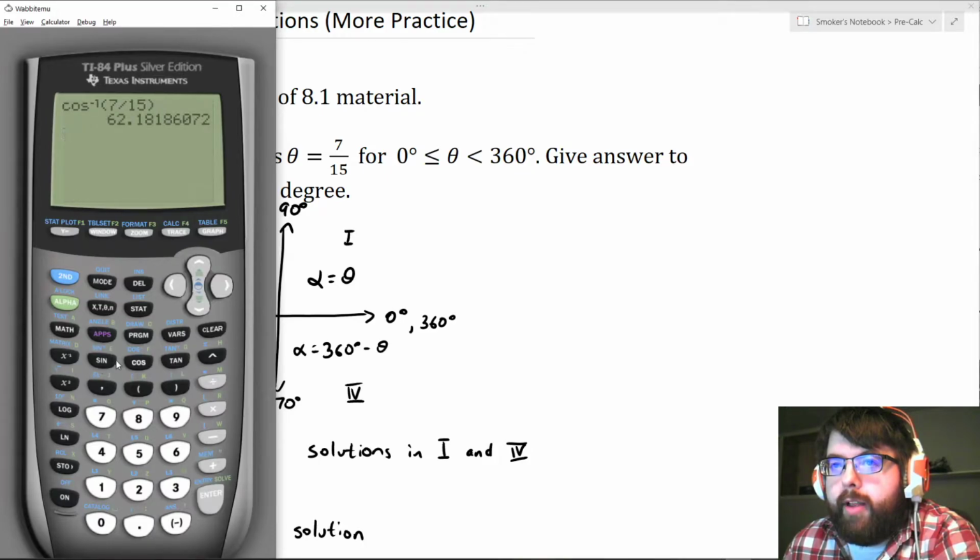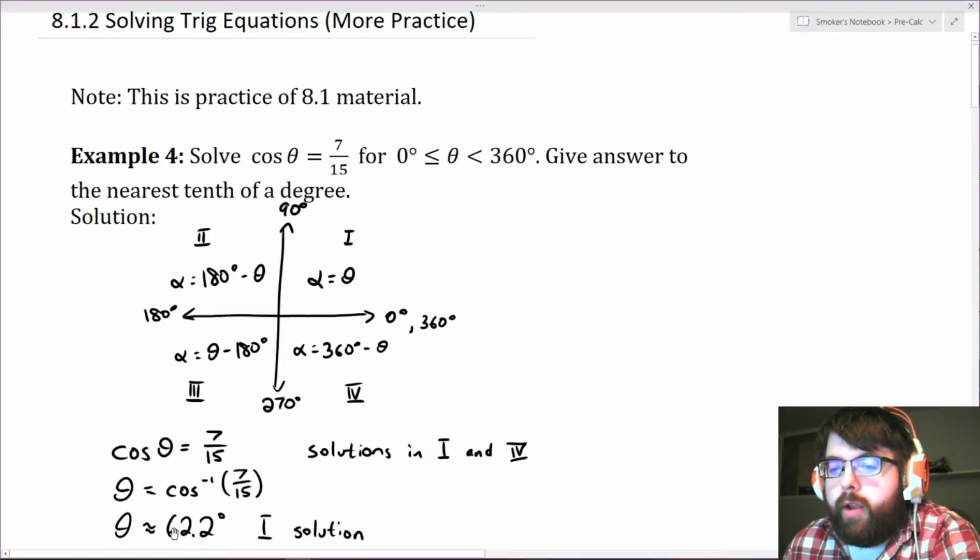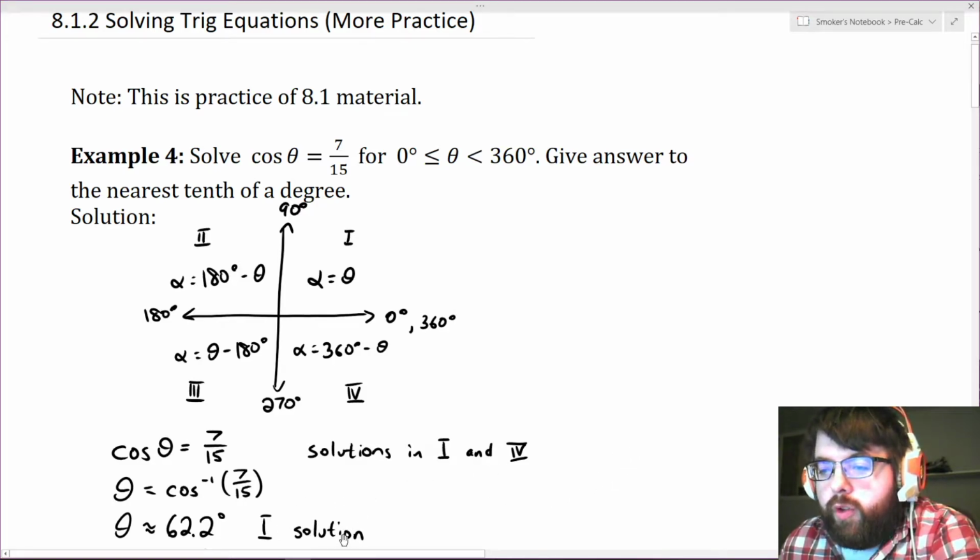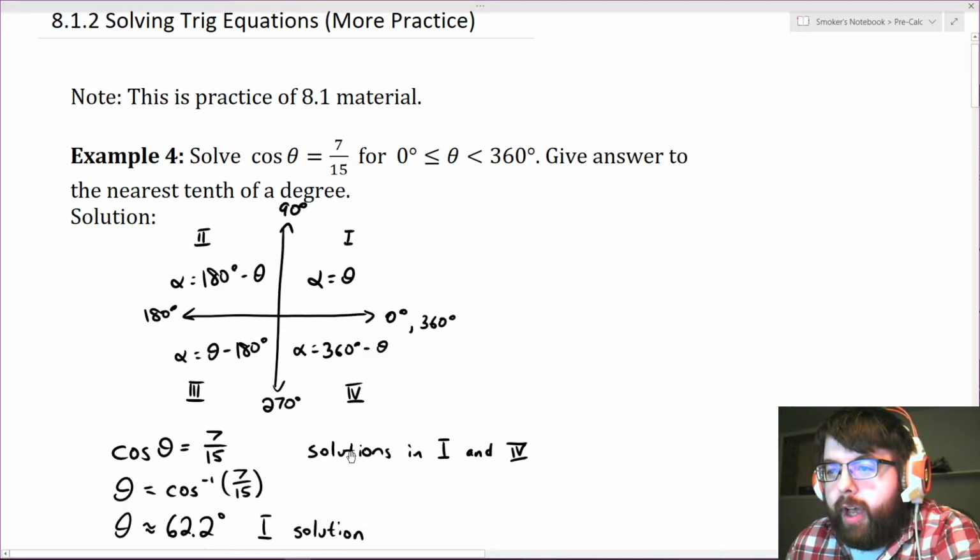We're going to get a degree answer of 62.18. To 1 decimal place, I round that to 62.2. That 0.18 rounds to 0.2. This is my first quadrant solution of my two solutions. I know that because the calculator gave me a value between 0 and 90. It wasn't a negative value, and it definitely wasn't a value over 360. That is in my range, 0 to 360. So that's a first quadrant solution.